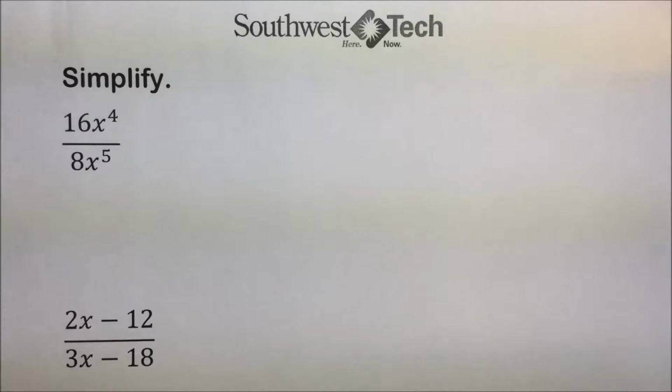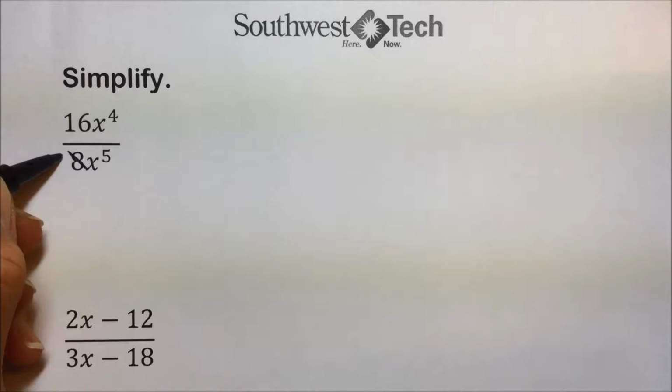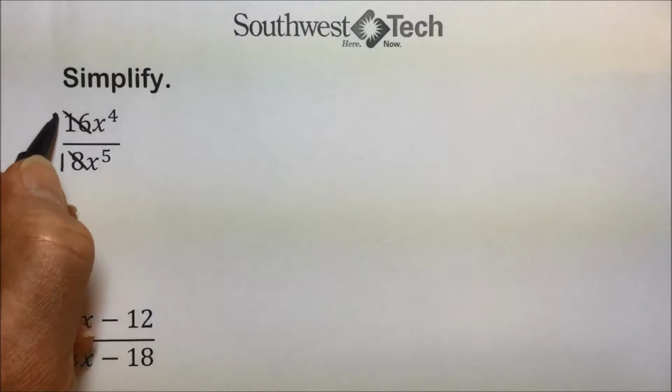In other words, reduce them. So we're looking for common factors between the numerator and the denominator. 16 over 8, greatest common factor is 8. 8 divided by 8 leaves a 1. 16 divided by 8 leaves a 2.